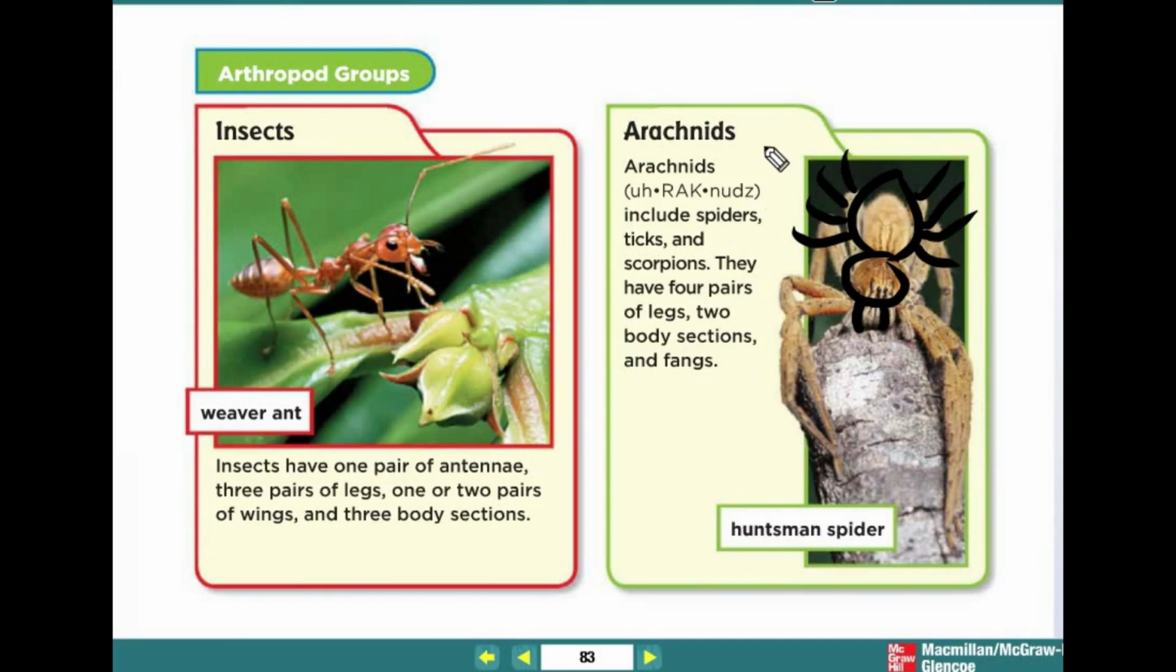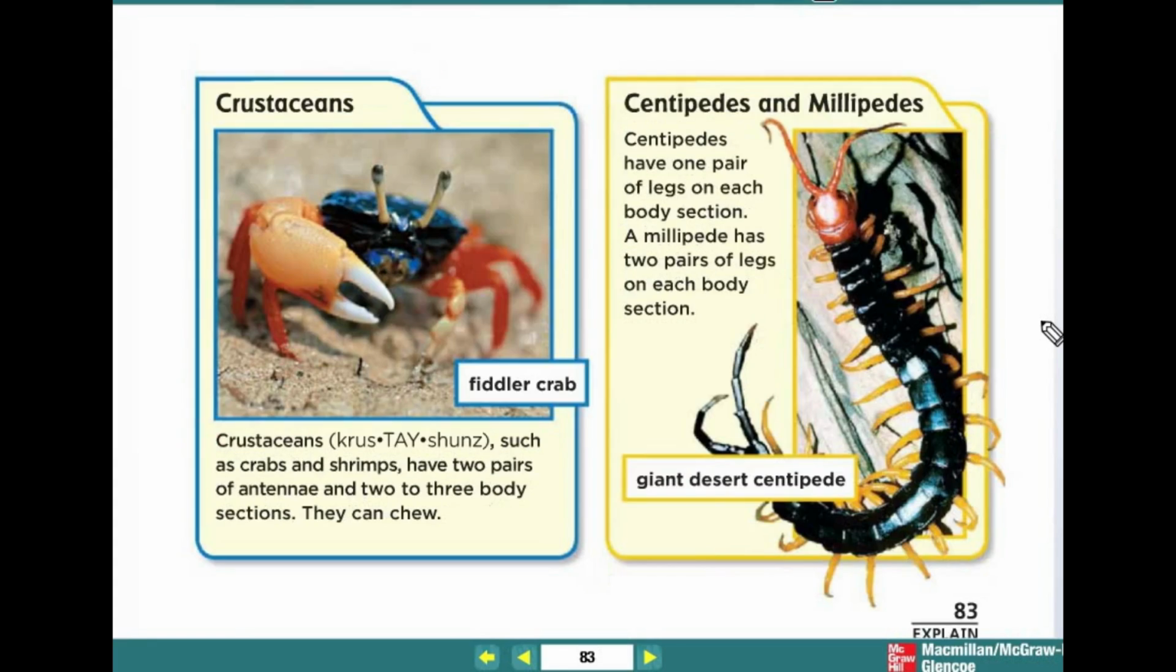Now we have fangs, 8 legs in pairs, and 2 body sections, like spiders, ticks, and a lot of scorpions, and like that, guys. All of them are arachnids. And as I told you before, we have basic characteristics that all of the arthropods share. Now let's move to another section.